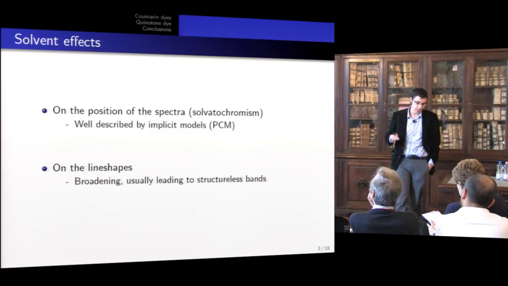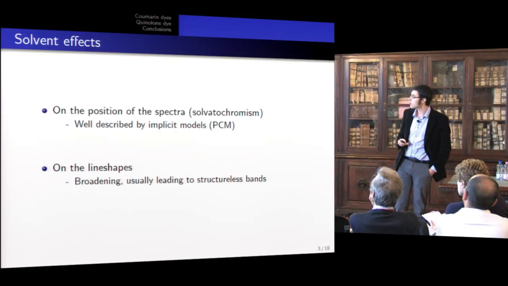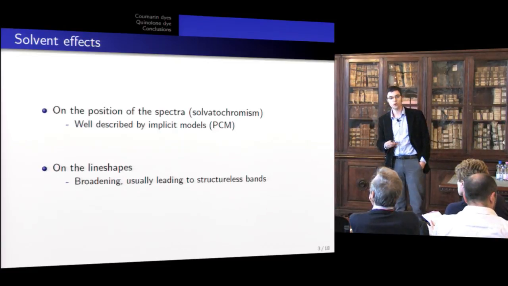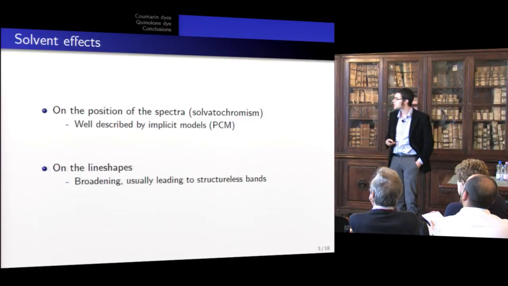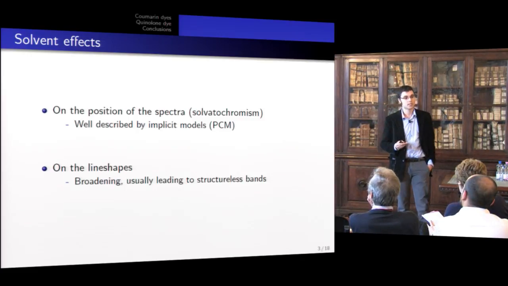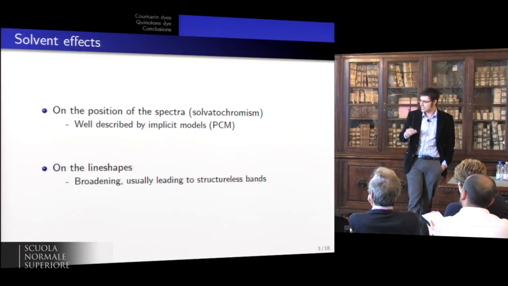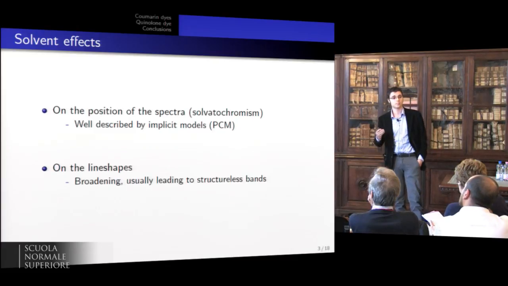The solvent normally affects both the position of the spectra, what is called solvatochromism. This part is normally well described by implicit models, such as the well-accepted PCM, but it also has an effect on the line shapes. Normally, it results in a broadening of the line shapes that finally results in structureless bands.